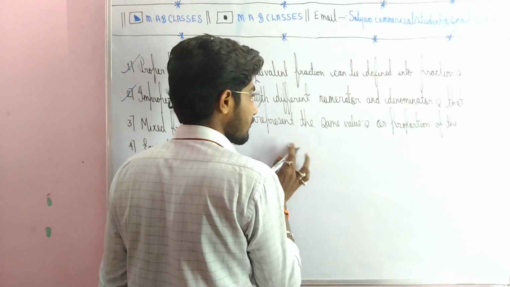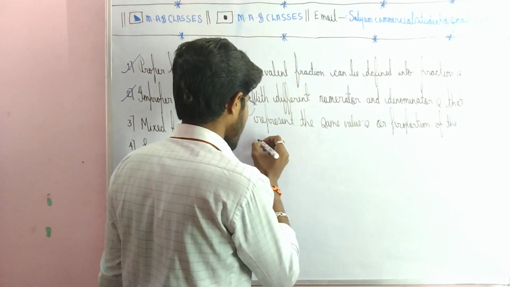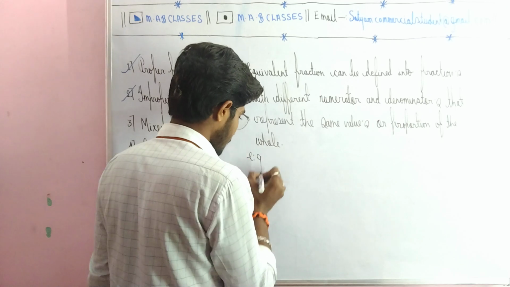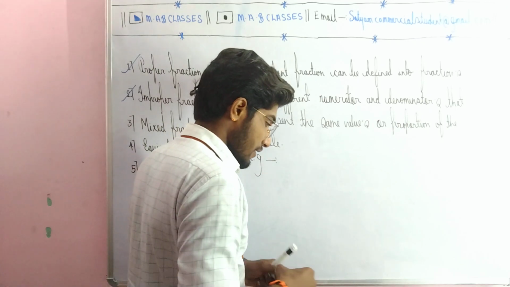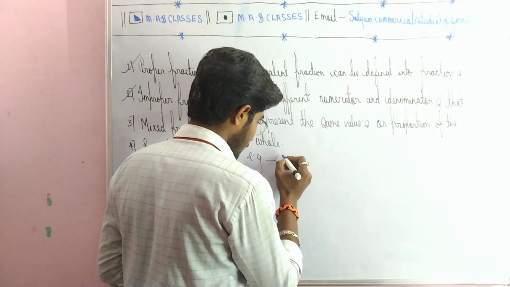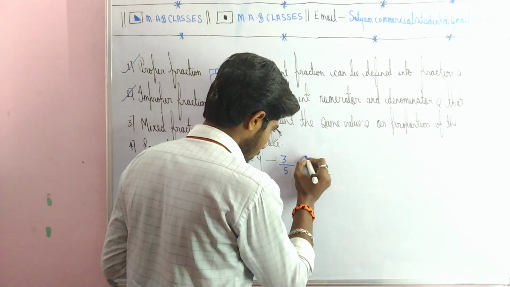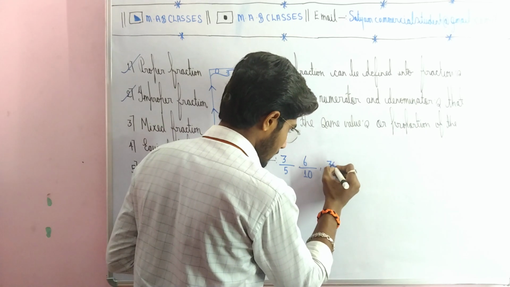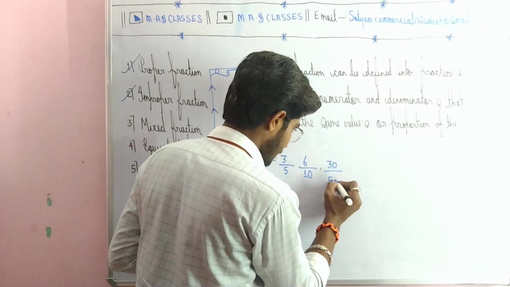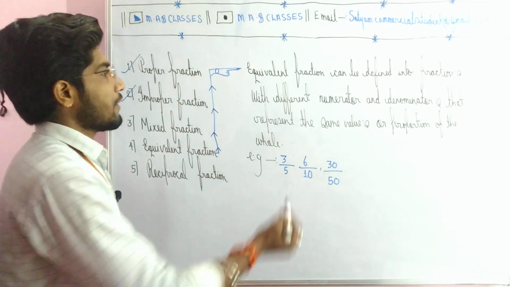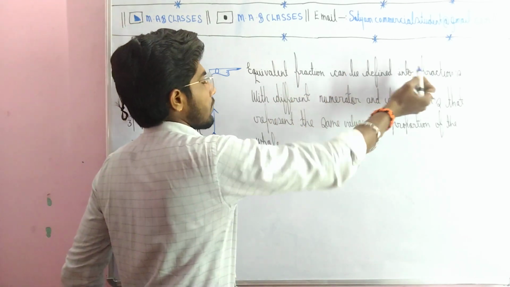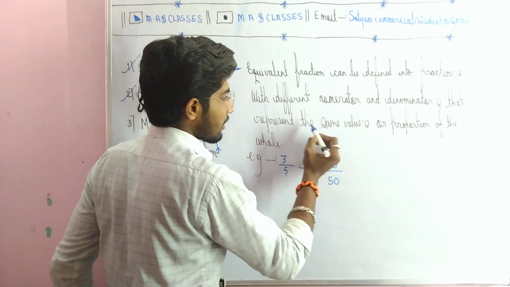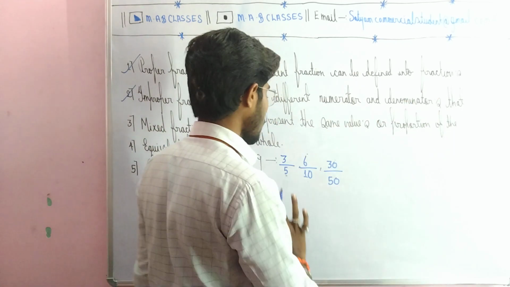Of the values of the whole given here, just understand the meaning. Example: understand how it can be delivered. 3 over 5 is telling you how it became 6 over 10 and then 50. Understand, equivalent fractions can be defined as fractions with different numerators and different denominators that represent the same value or proportion of the whole.